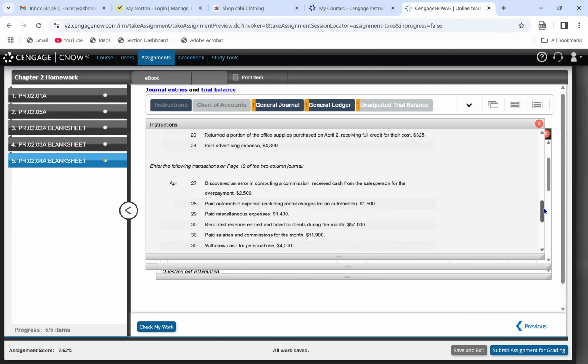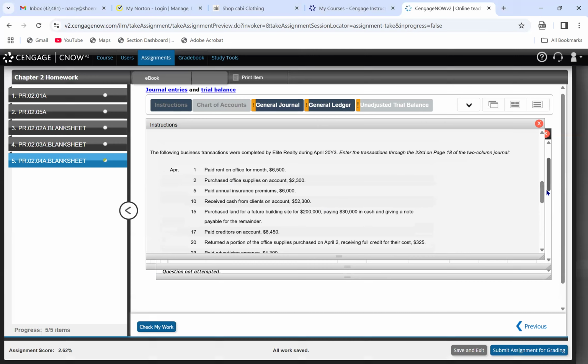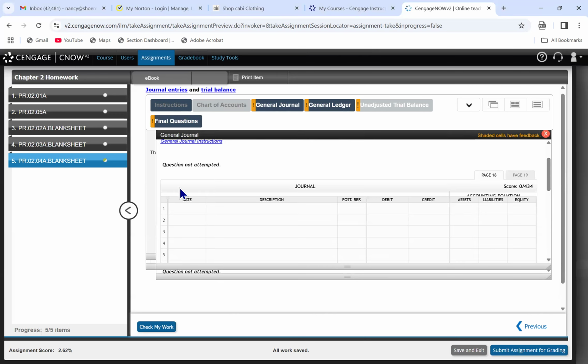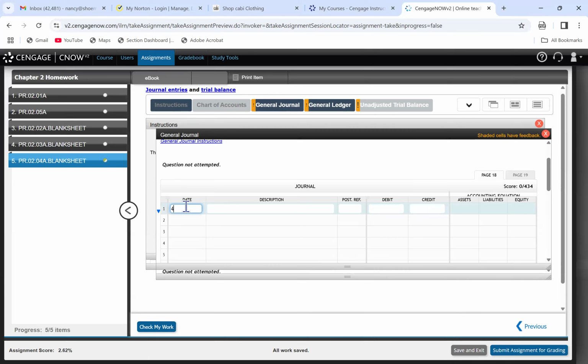So let's look here. The first one is April 1st. We paid rent on an office for the month, $6,500. So we will show April 1st, 2025. We will show we paid rent, 6,500, and we will show cash, 6,500. Okay?